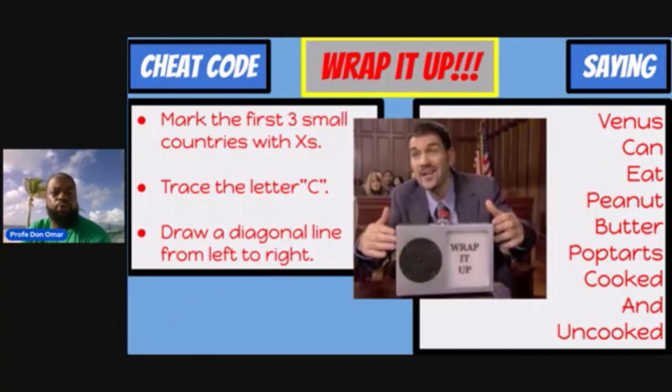Let's wrap this portion up of class part 2. Mark the first 3 small countries with X's, trace the letter C, then draw a diagonal line from left to right. Thank God for that cloud. It's a little bright out here. Y el dicho: Venus can eat peanut butter Pop-Tarts cooked and uncooked.